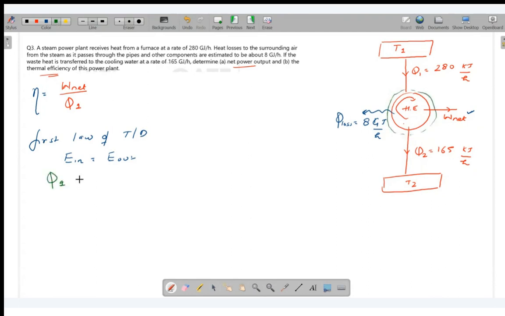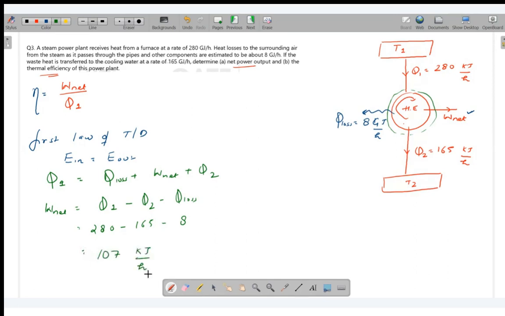So what is coming in? Q1 is coming in. What is going out? Q loss is going out, net work is going out, plus Q2 is going out. So net work I can find out as Q1 minus Q2 minus Q loss. So 280 minus 165 minus 8, which is 107 gigajoule per hour. So this is my net power output.